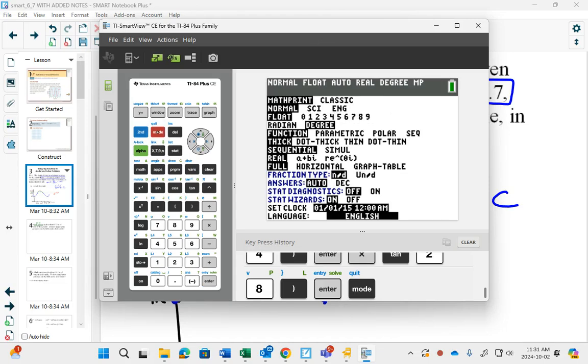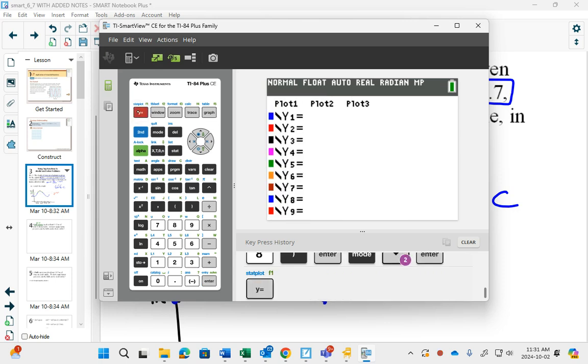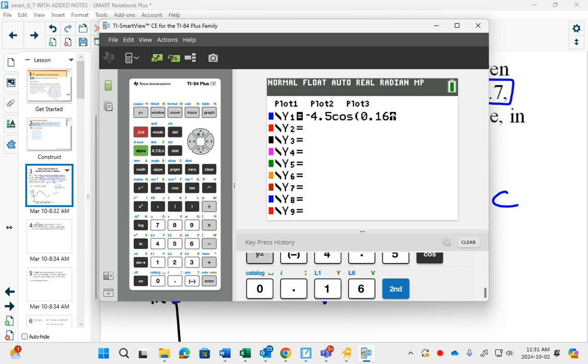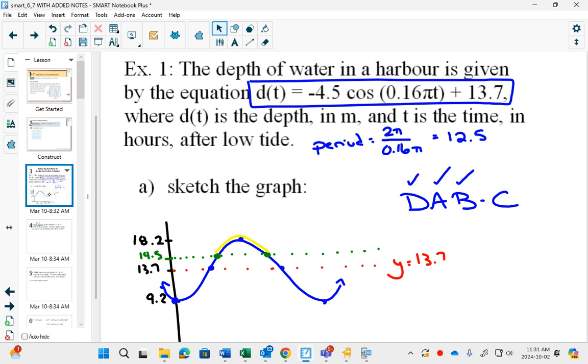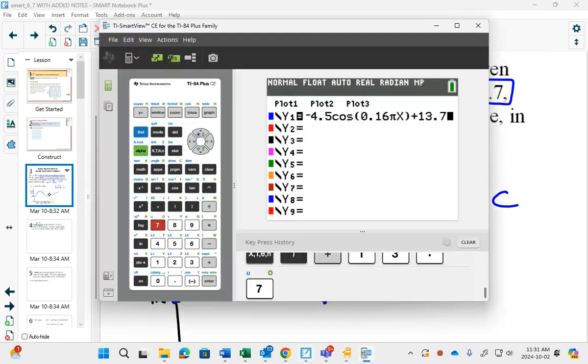And first thing, we're dealing in radians, so we want to make sure that our calculator's in radians. And if we want to graph this, we go to y equals, and we type it in. So it was negative 4.5 cos 0.16 pi. It had a theta. We're going to use x plus 13.7. Just double check if I typed that in right. Yes.